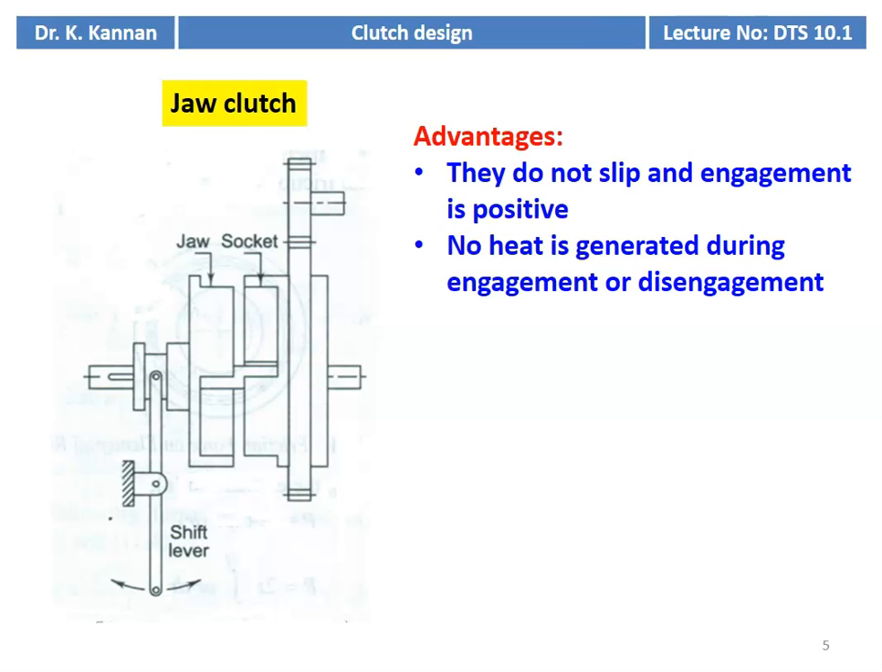The advantages of the jaw clutch: they do not slip and the engagement is positive. So that is why they are called positive clutch, positive contact clutch. No heat is generated during engagement or disengagement. The jaw is perfectly fitted into the socket. So there is no relative motion, so there is no possibility of any heat generation.